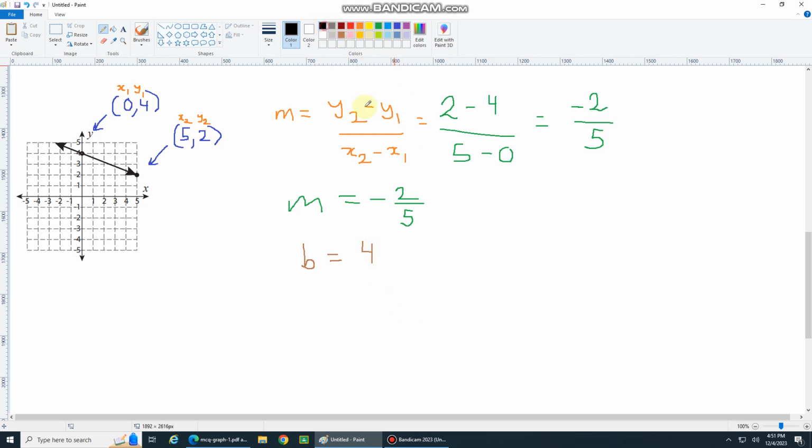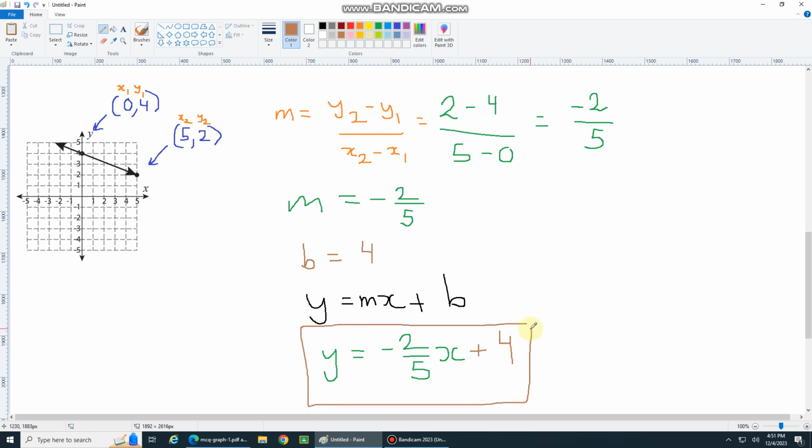And now, let's take our equation. Y equals mx plus b. And let's just substitute. My m is minus 2 over 5. I'll use the same color. No confusion there. Minus 2 over 5 is my slope. Don't forget the x. And of course, my y-intercept, which is b, is positive 4. And there we go. This is the equation for this particular line.